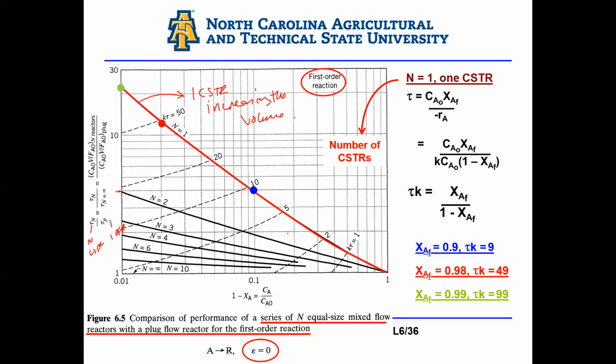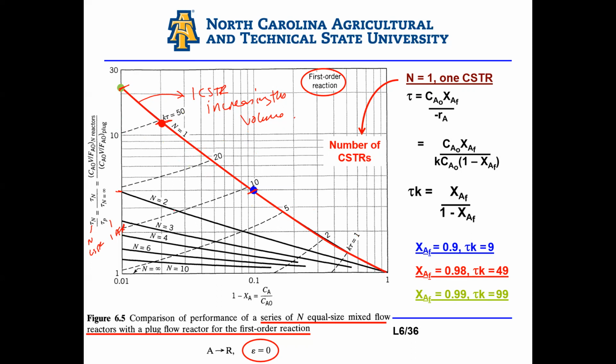I look at this point, basically for one CSTR, and I find out that it's equal to 9. So I need 9 CSTR, which is 9 times as large. If I need a conversion of 0.98, I'll need a CSTR which is almost 50 times as large. And if I need a conversion of 0.99, a very high conversion, you'll see I need a CSTR which is almost 100 times the size of the PFR, okay?